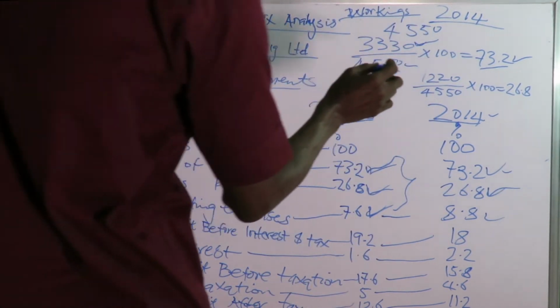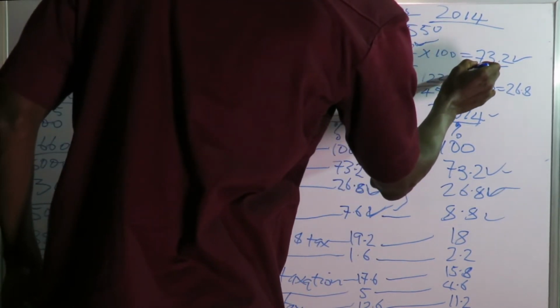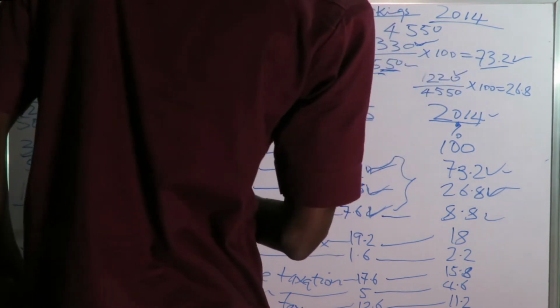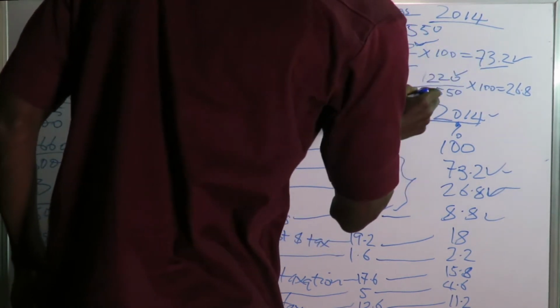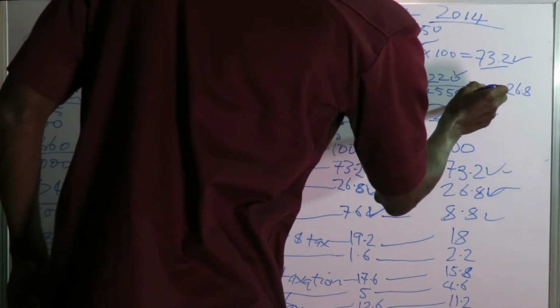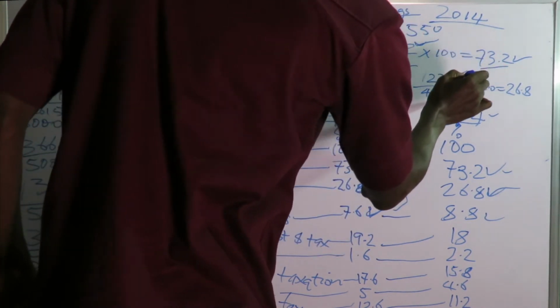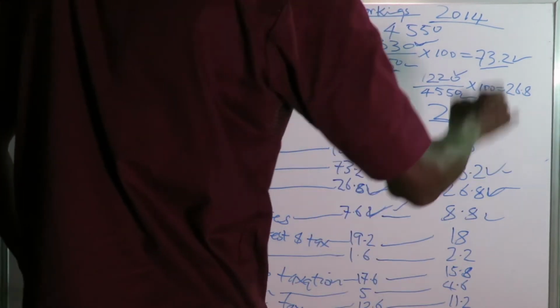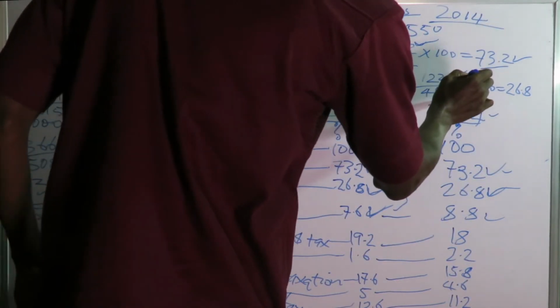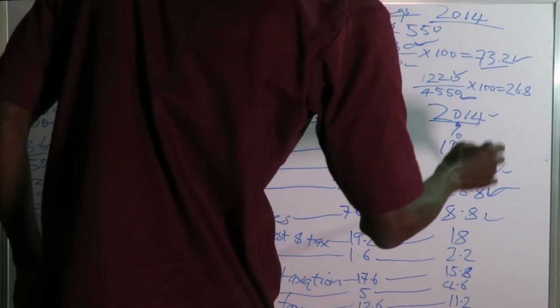I want to break it down again. This figure is for gross profit 2014. Why is this figure still the sales revenue? We'll continue to use the sales revenue to calculate for all. The sales revenue will continue to be the base to calculate for all, times 100.